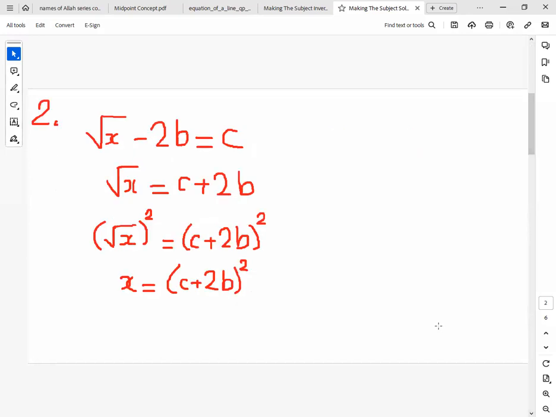we have now square root of x minus 2b is equal to c. First we take the 2b to the other side. We add 2b on both sides. This is subtracting over here, and the inverse operation is plus. So c plus 2b. And then you square both sides. Remember I told you that the inverse operation of square root is square. So x is equal to c plus 2b, squared.